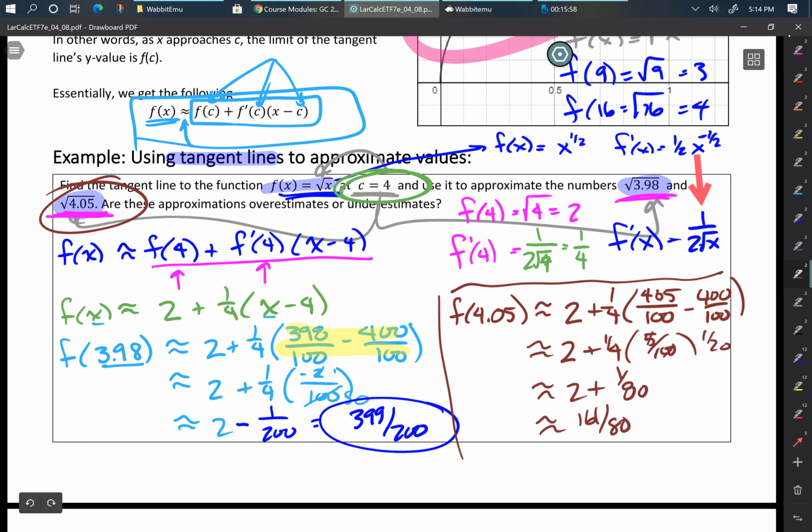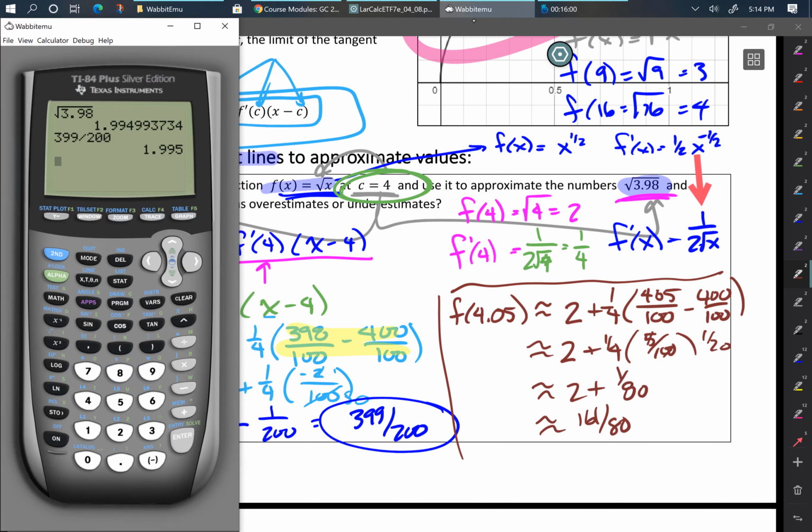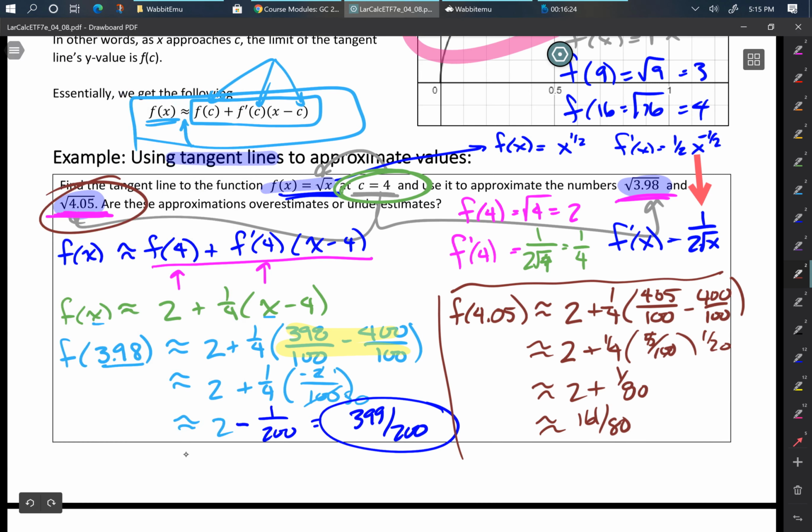All right, let's bring the calculator back up and try it again. What does TI think the square root of 4.05 is? It thinks it's 2.01. And what's 161 divided by 80? 2.0125. Rounded, we have the same answer out to the tenths, hundredths, thousandths, 10,000ths place. Now, I don't know about you, but I think this is pretty amazing.